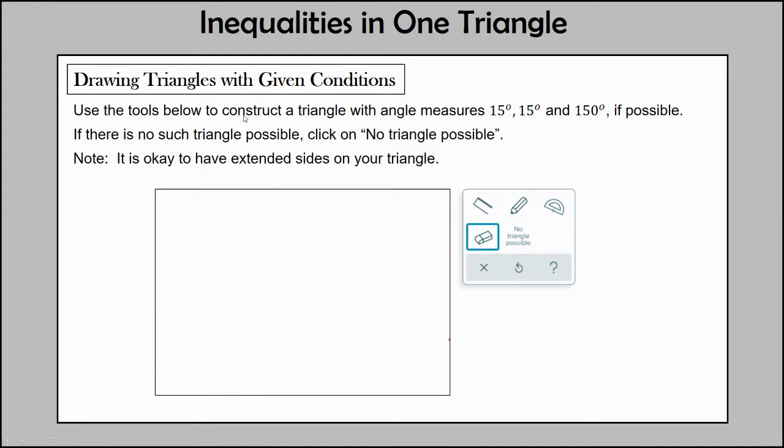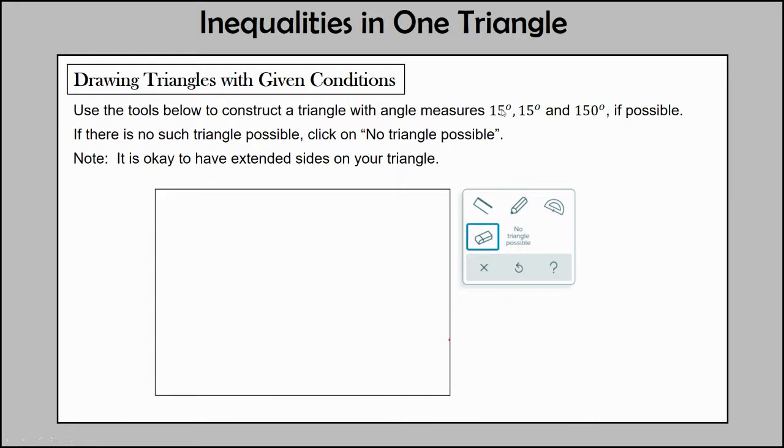Okay, so it says use the tools to construct a triangle with angle measures of 15, 15, 150, if possible. If there's no such triangle, click right here at no possible triangle. And remember that it's okay to extend the sides on our triangle, so they don't have to just stop at the vertex. They could go through.